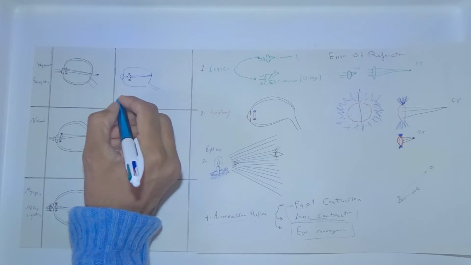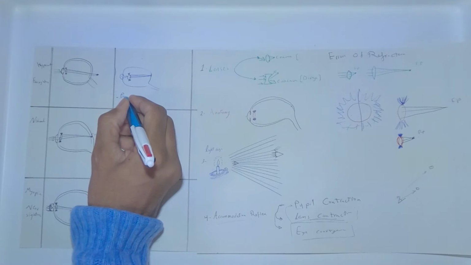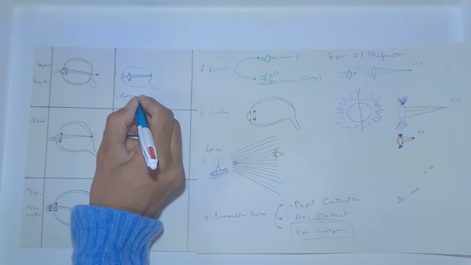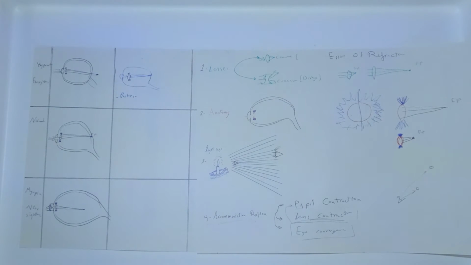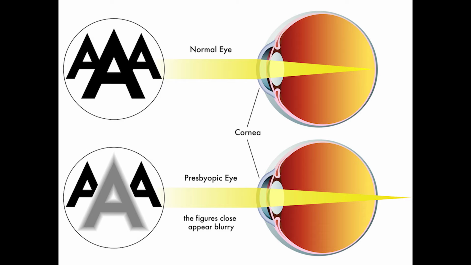Side effects of that is that the patient would have something called presbyopia earlier. What is presbyopia? Presbyopia is when the patient is no longer able to see close objects. It's basically hypermetropia, but happens when the patient gets older and older.